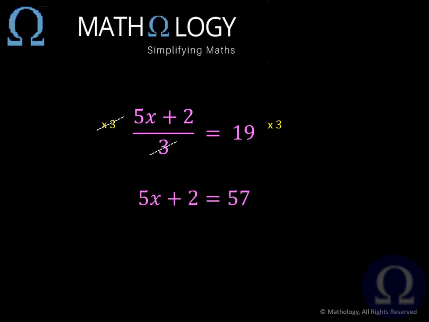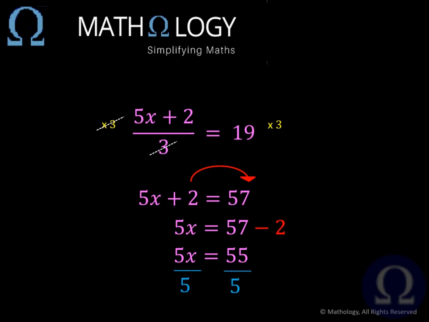Now that the denominator has been removed, we can move plus 2 over to the right, and change the plus sign to a minus sign. So, 5x equals 57 minus 2, which gives us 5x equals 55. Finally, to isolate x, we divide both sides by 5, since the coefficient of the variable is 5. Thus, x equals 11.